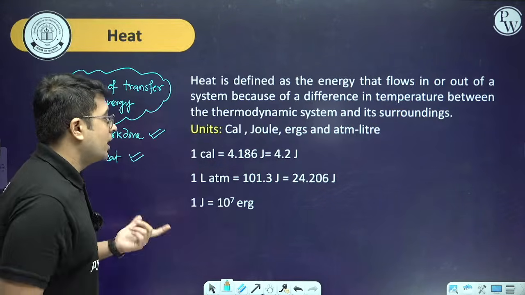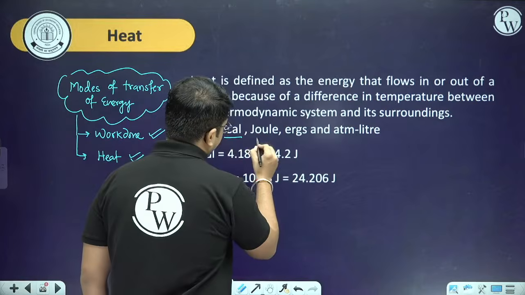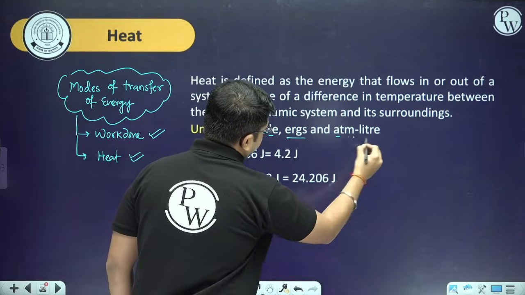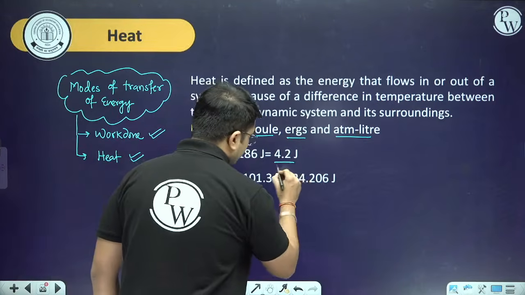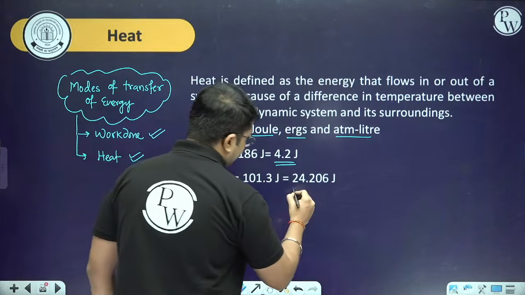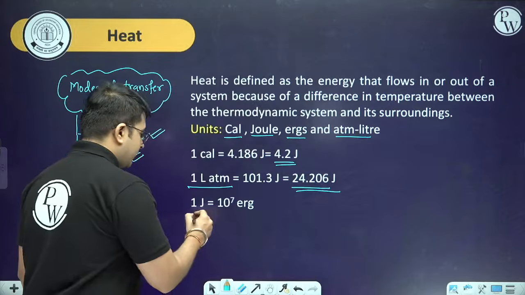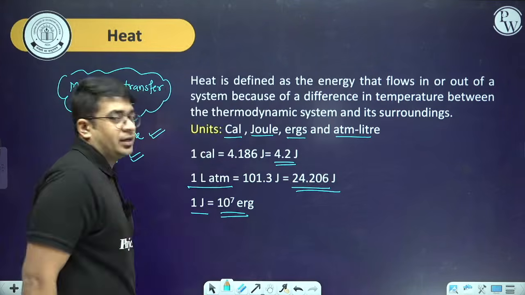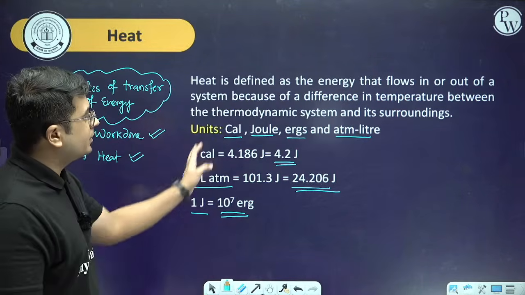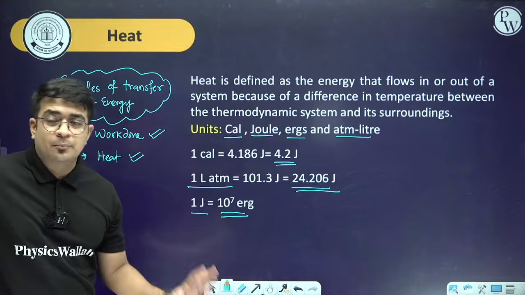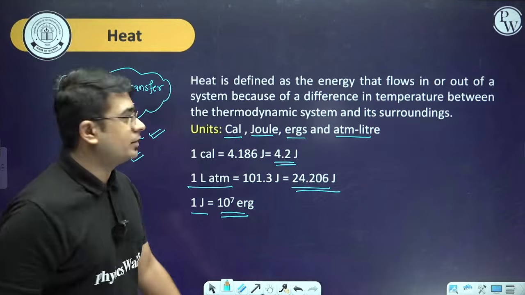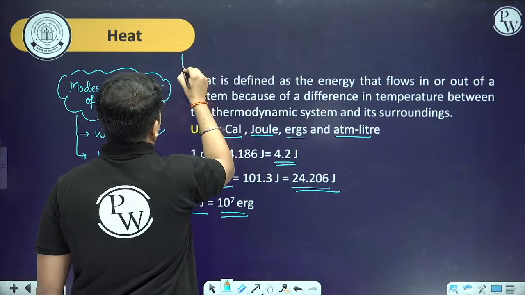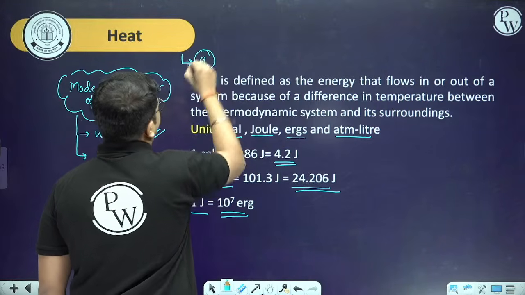Okay, so again its unit is going to be just like work done: calorie, joule, erg, atm liter. And you know that 1 calorie is approximately equal to 4.2 joules, 1 liter atm is 24.206 joule, and 1 joule is basically 10 raised to the power 7 ergs. So that is the basic idea related to the conversions. I hope up to that part everything is clear, and we have discussed everything. The symbol of heat is generally Q.